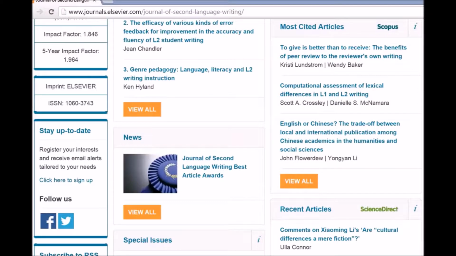You can also look at the most cited articles over here. That also gives you a little sense. The first article is about peer review. The second article is about computational assessment of language differences. Now, that's a little different topic, so that broadens it up a lot. And here's an article on English or Chinese about publication for Chinese academics. So that's a more theoretical article. So it gives you a little overview of the types of articles.